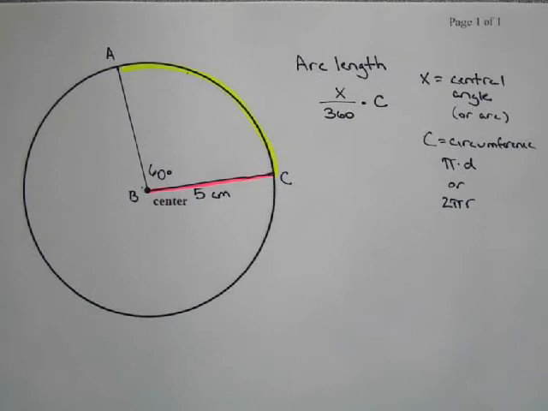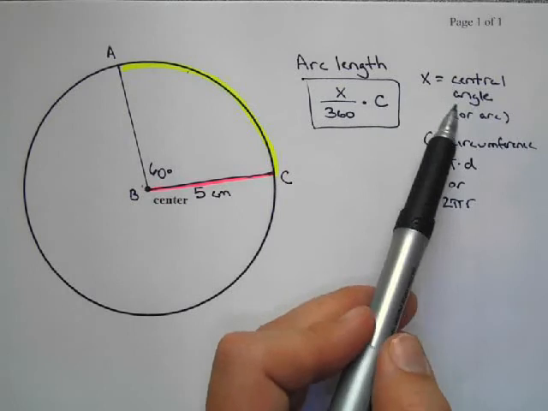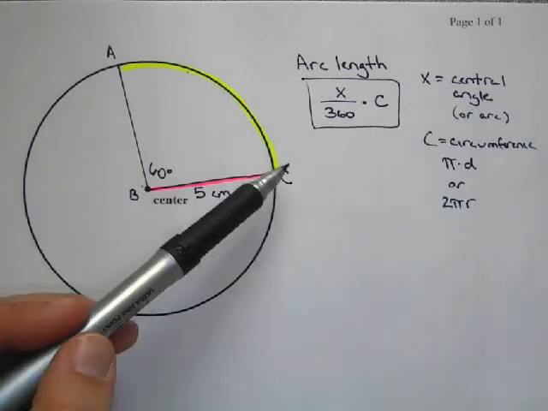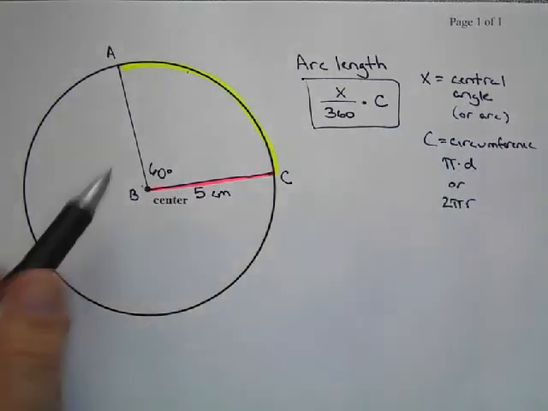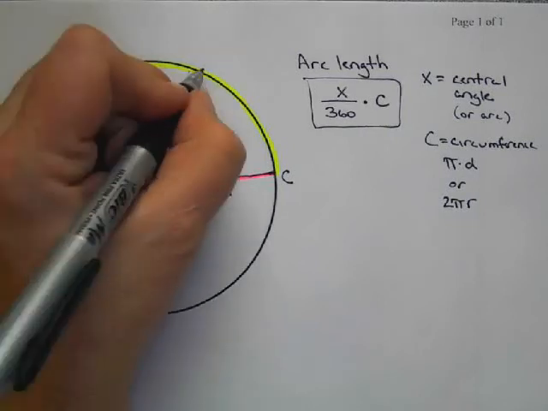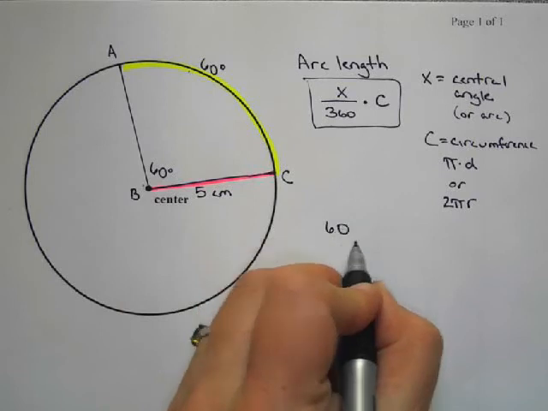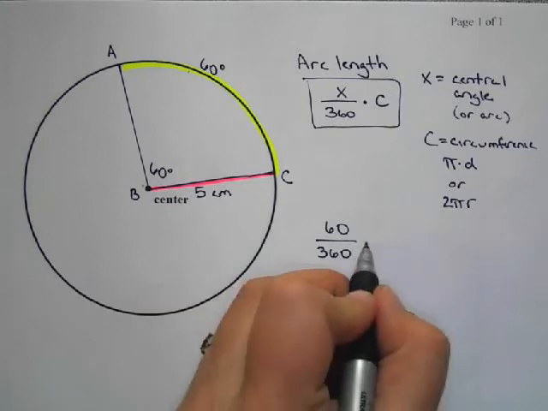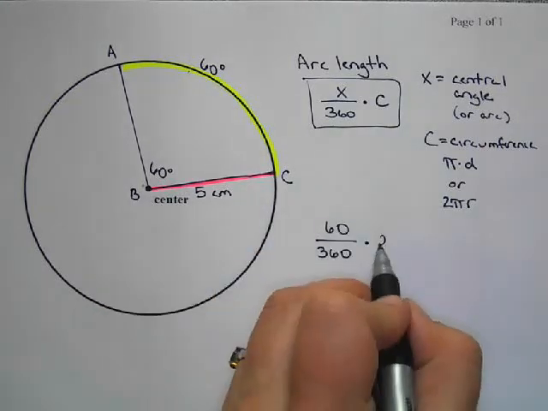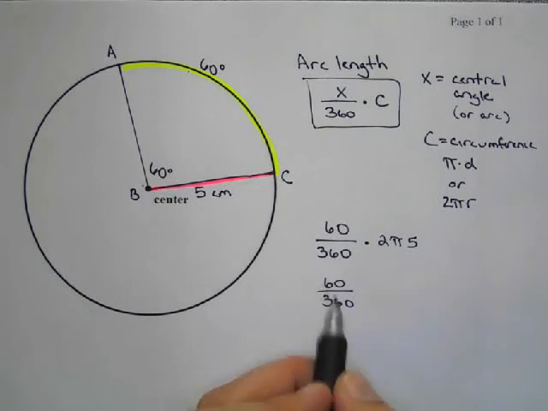So again, arc length is a measure of circumference. So we use the central angle or the arc degree measure, whichever we're given, and we use the circumference, pi times diameter or 2 times pi times the radius. So in this case, the central angle is 60 degrees, so I know that the arc measure is 60. So that tells me what fraction of the circle this is. It's 60 degrees out of 360. And then we're given the radius, so 2 times pi times 5. So 60 divided by 360 times 10 pi.